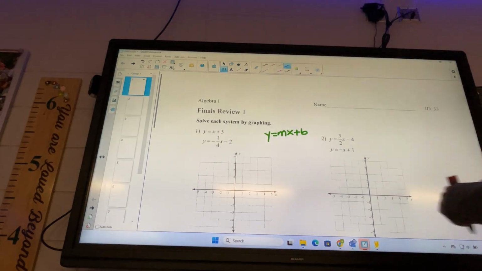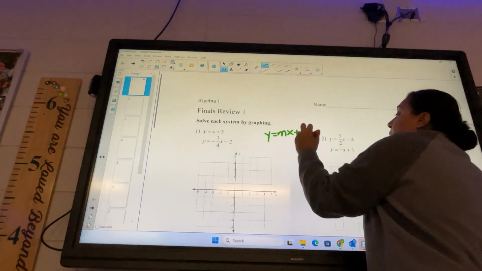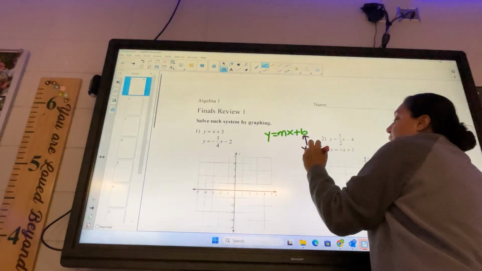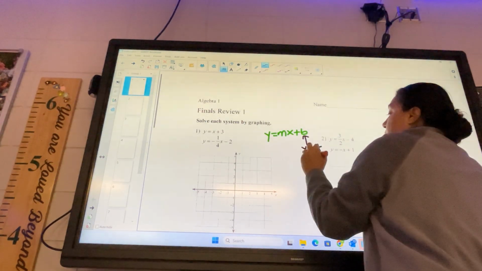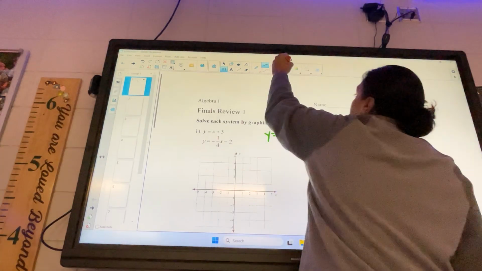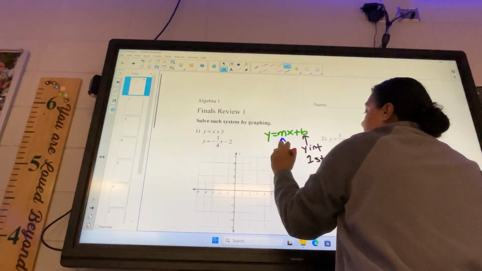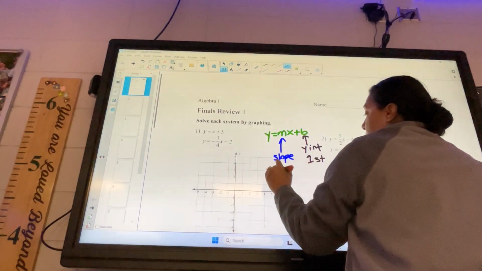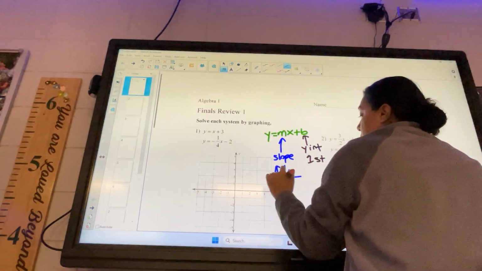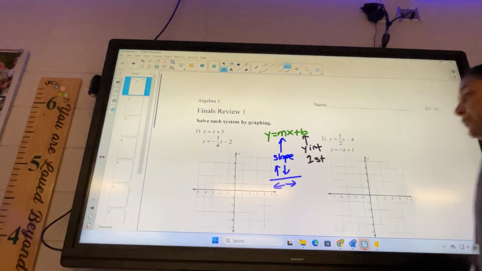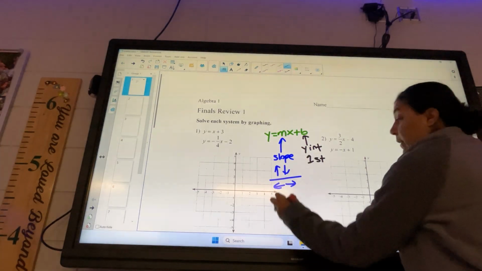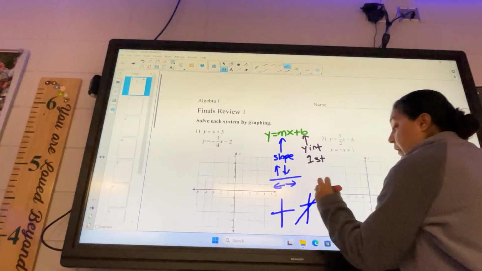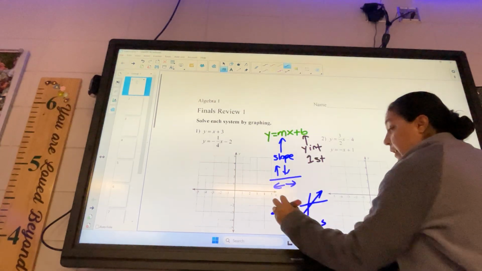Okay, so we graph in this form where the b is my y-intercept, and we have to graph this one first. Okay, we graph this first. Okay, the m part is my slope. Okay, that's my rise over run, so my up versus down over my left and right. Okay, and then lastly, if it's a positive line, okay, this one is positive. Okay, this is a negative line.